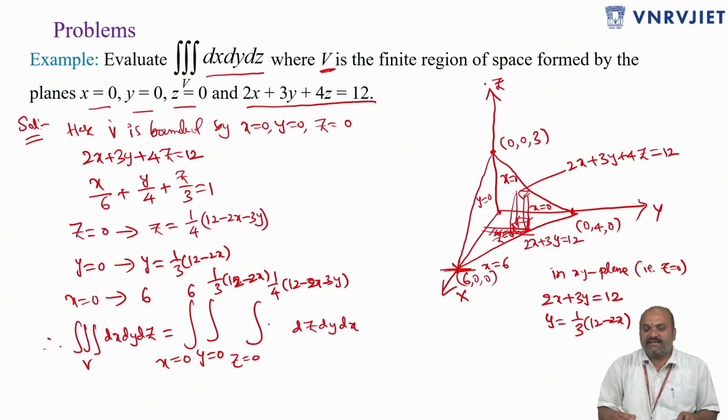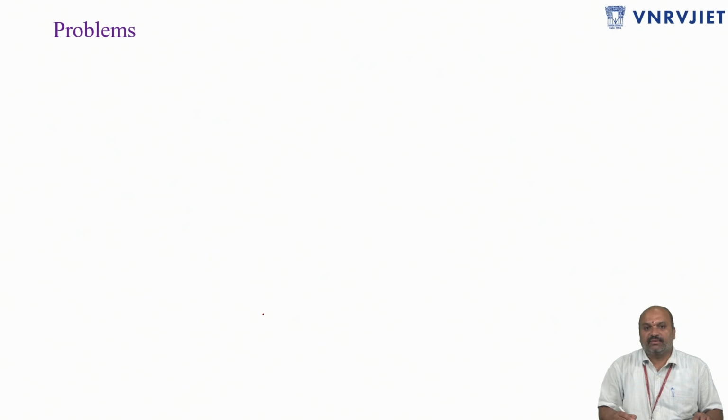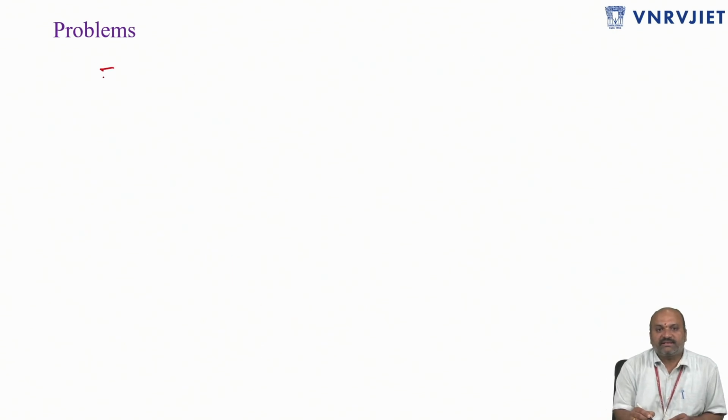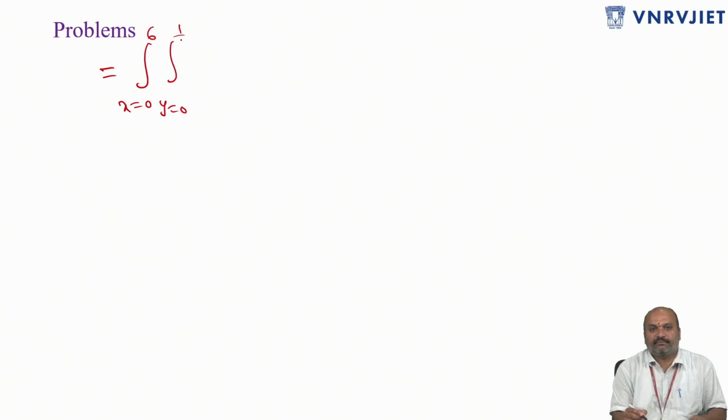Here the integrand is 1, so we are going to get the volume of this solid. This is equal to, first integrating with respect to z, x from 0 to 6, y from 0 to 1 by 3 times 12 minus 2x, the integral of 1 dz, so z. What is the upper limit?